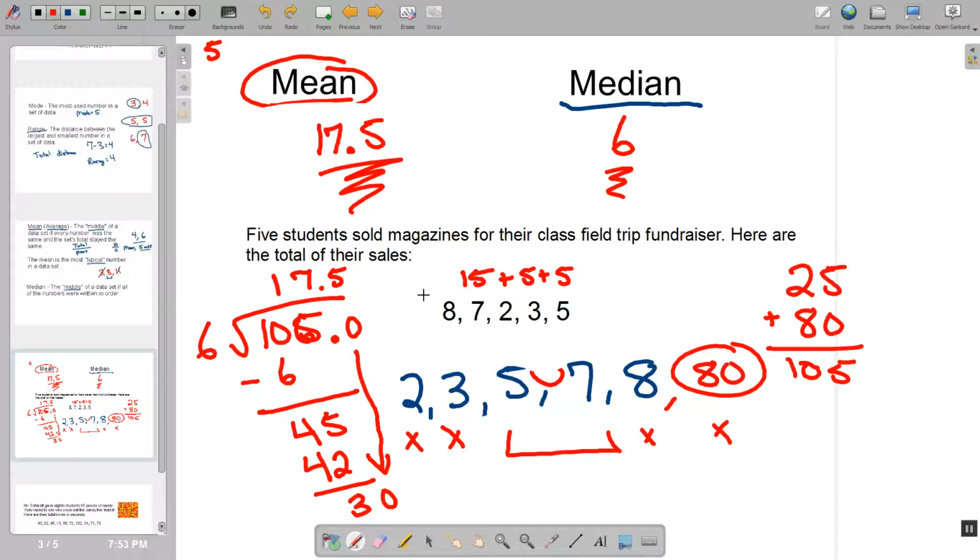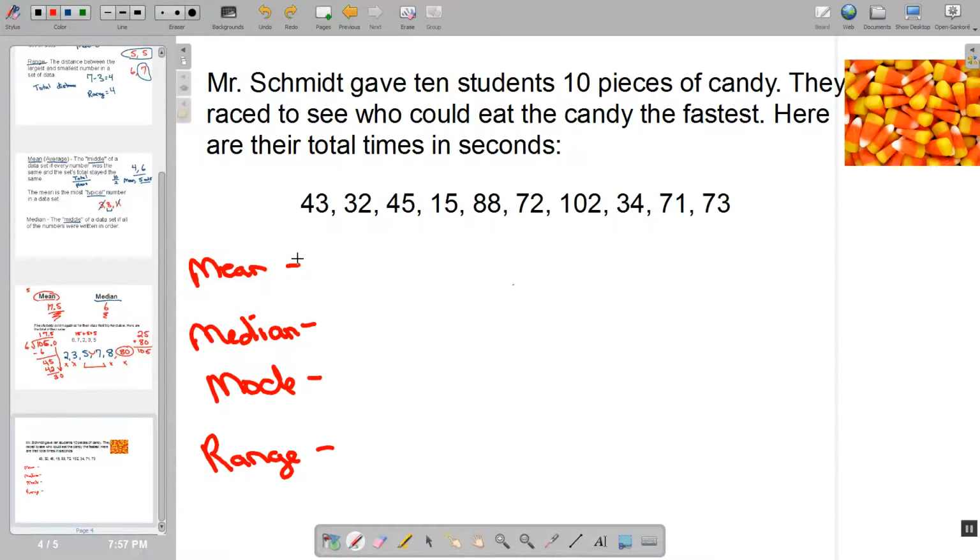So depending on what argument you're trying to make, sometimes the mean will be better, sometimes the median will be better. Let's do a problem where we put this all together and we find mean, median, mode, and range all in one problem.